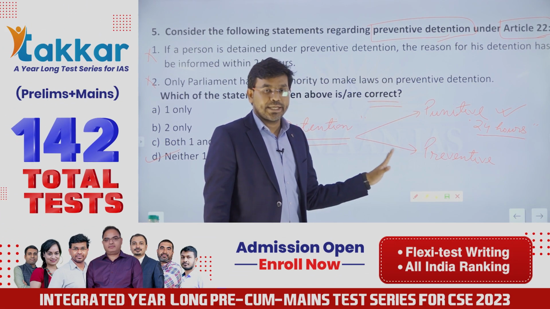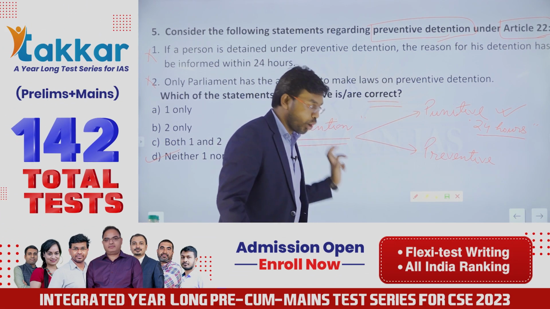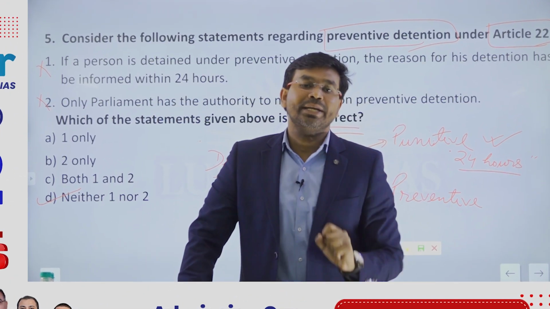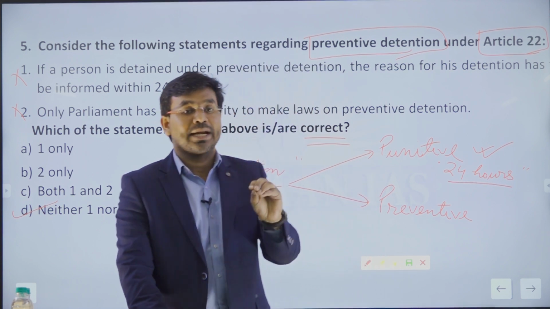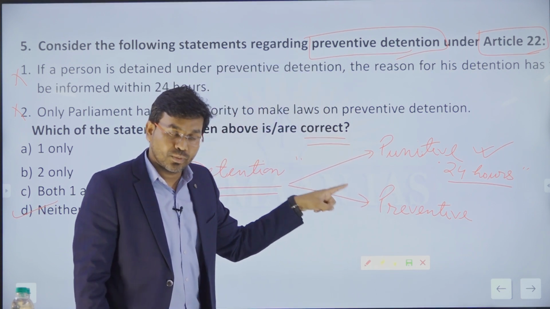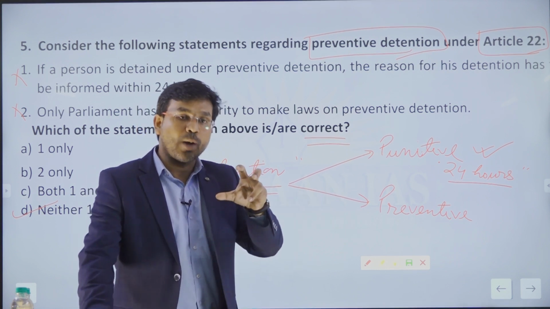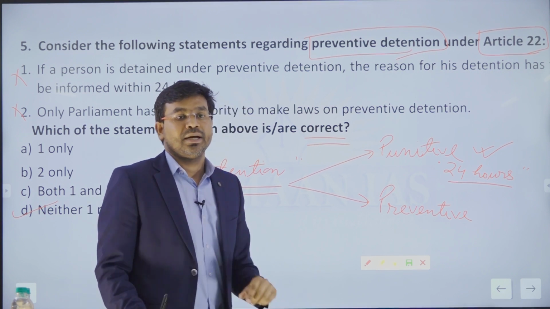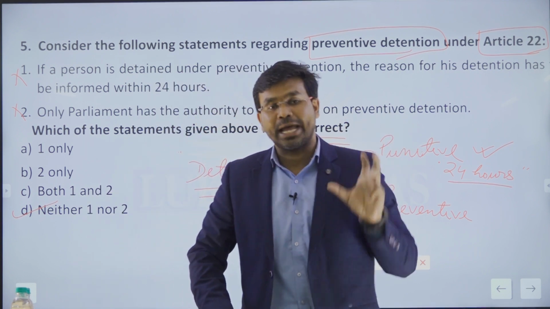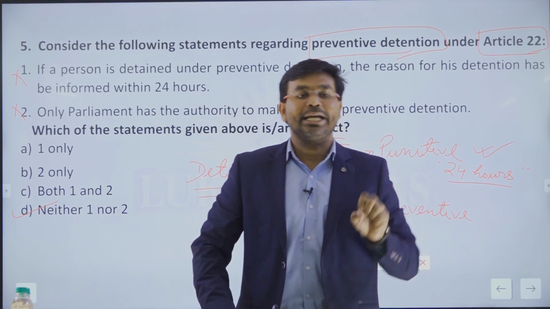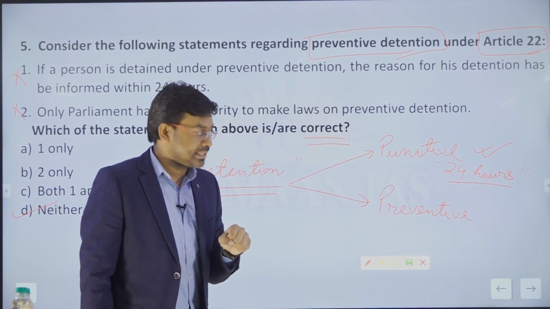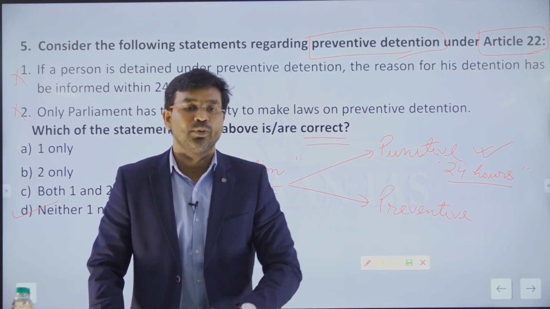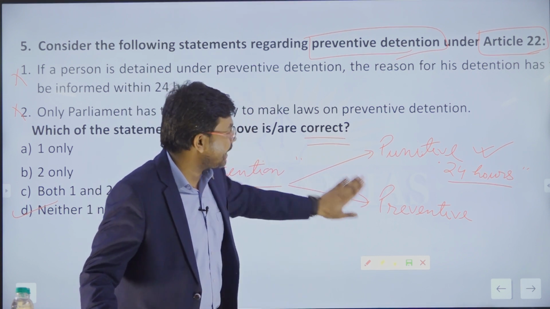In case of preventive detention, the authorities and officials take into custody a person who has not committed any crime. Why? Because they want to stop him from committing a crime. Let's say the authorities are suspicious that this particular person may commit a crime, so they have detained that person and are not letting him do the crime. That is known as preventive detention.